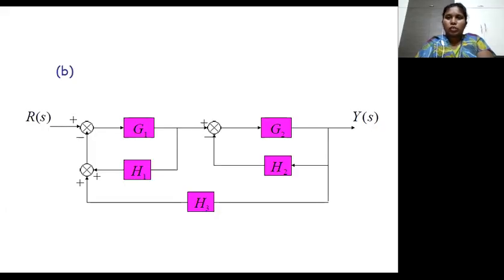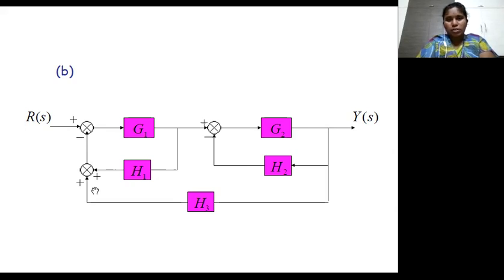So next we will solve another problem having gains G1, G2. That means there are two forward path gains and three feedback gains here: H1, H2, H3, all these are feedback gains. So here, initially I can simplify this circuit and this circuit separately, and the final circuit can be simplified. But here there is a summing point, so I am not able to simplify that one.